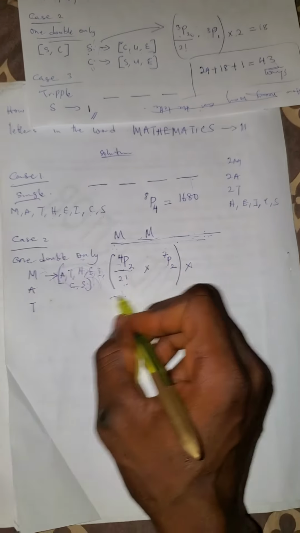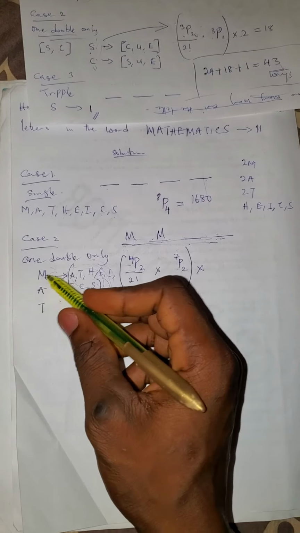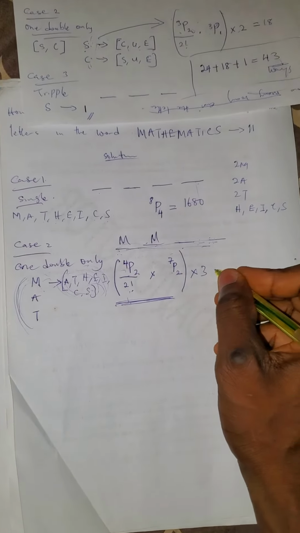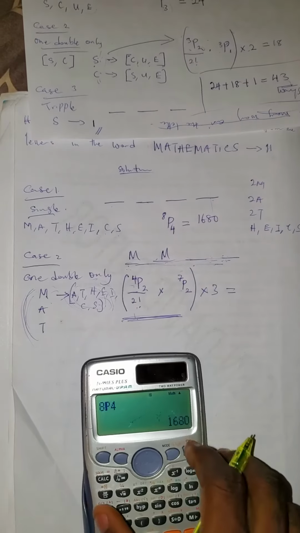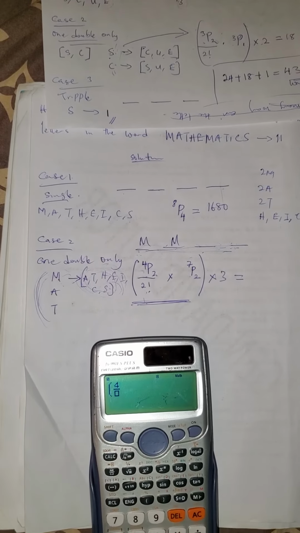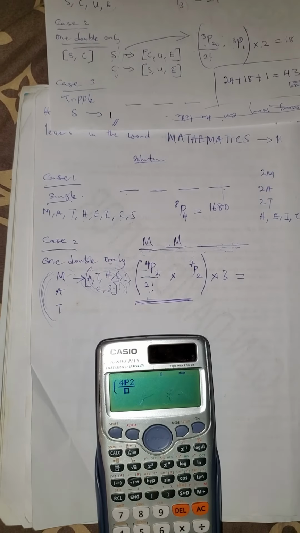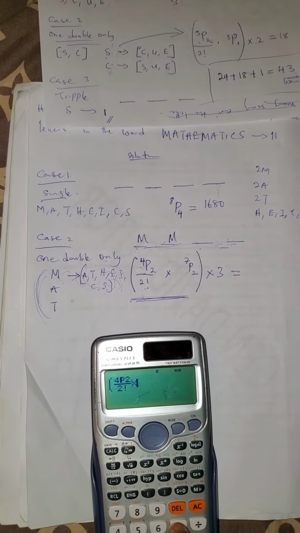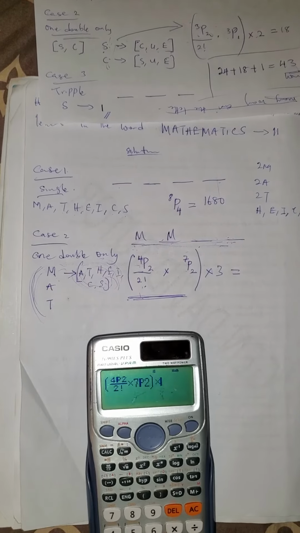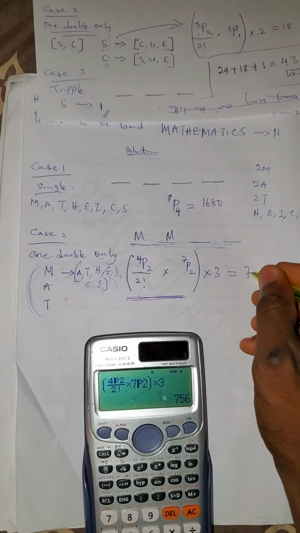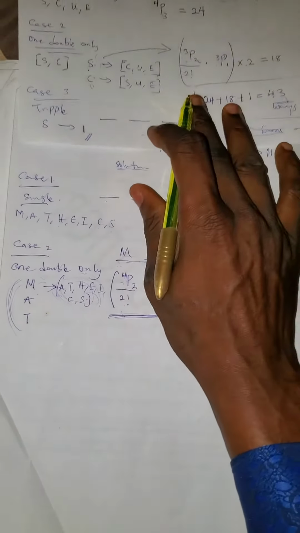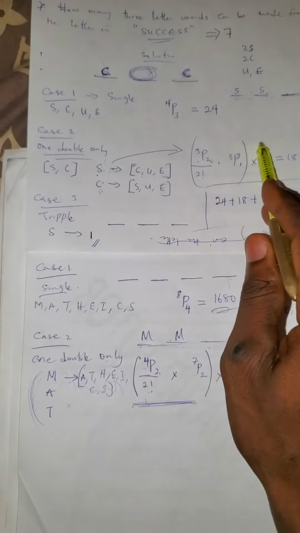Then this one inside the bracket is only for 1 letter. And how many letters undergo the double? That's 3. So that's why we have to multiply by 3. We put it into the bracket: press the fraction button, 4 permutation 2 over 2 factorial, then multiply by 7 permutation 2, then multiply by 3. The answer is 756. Don't forget, that's the same way we did the previous question.